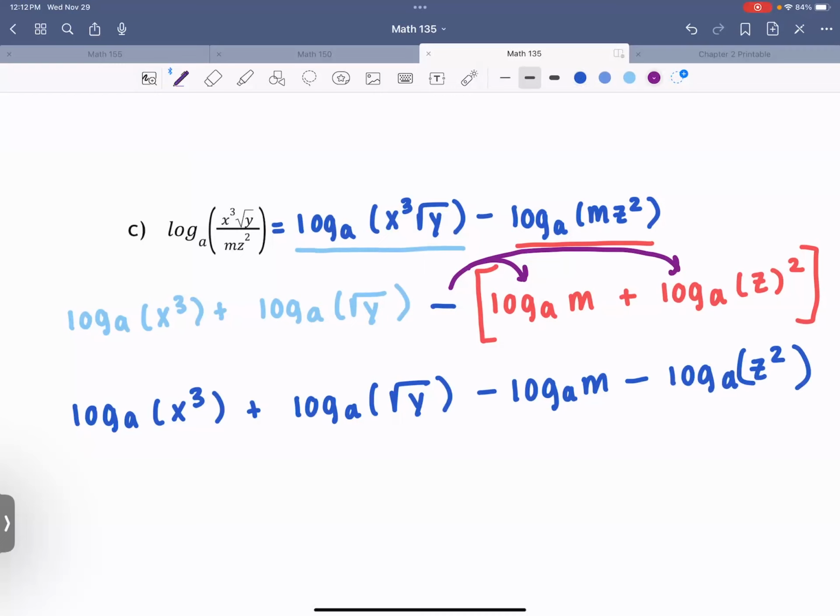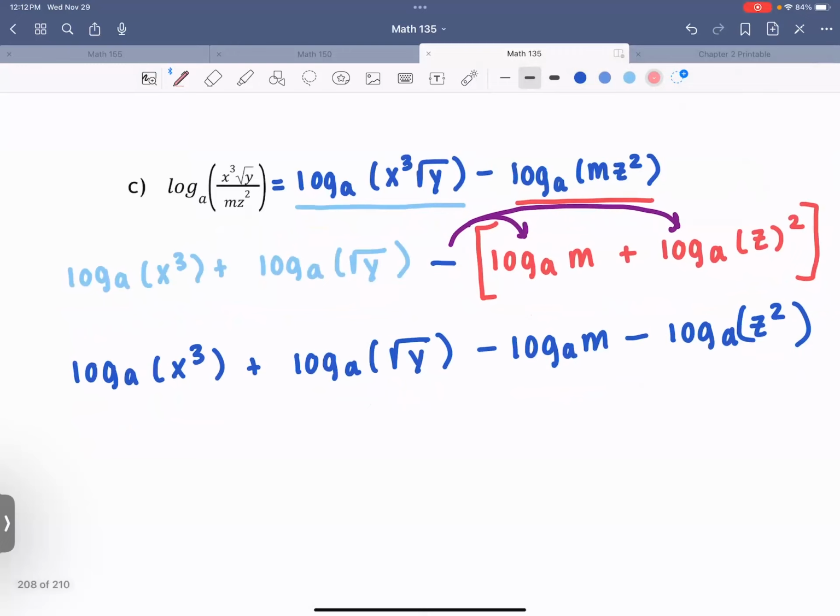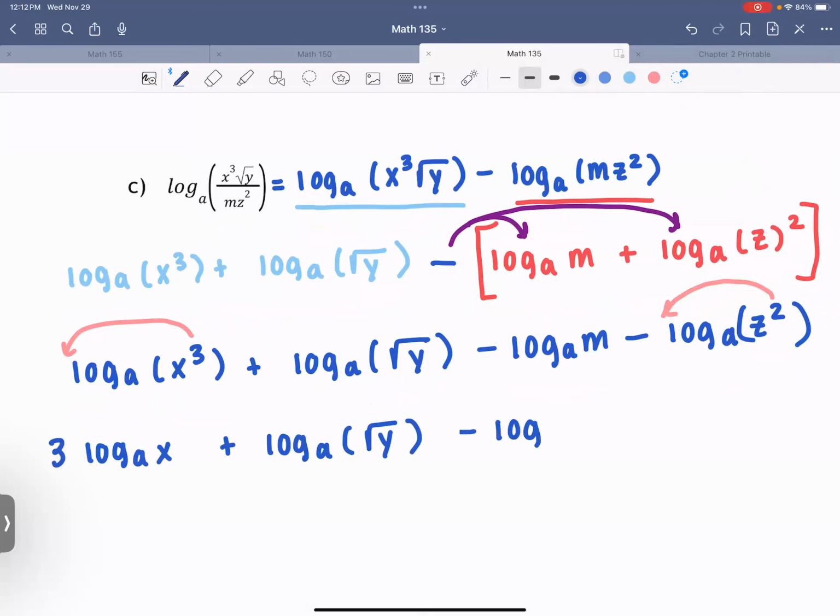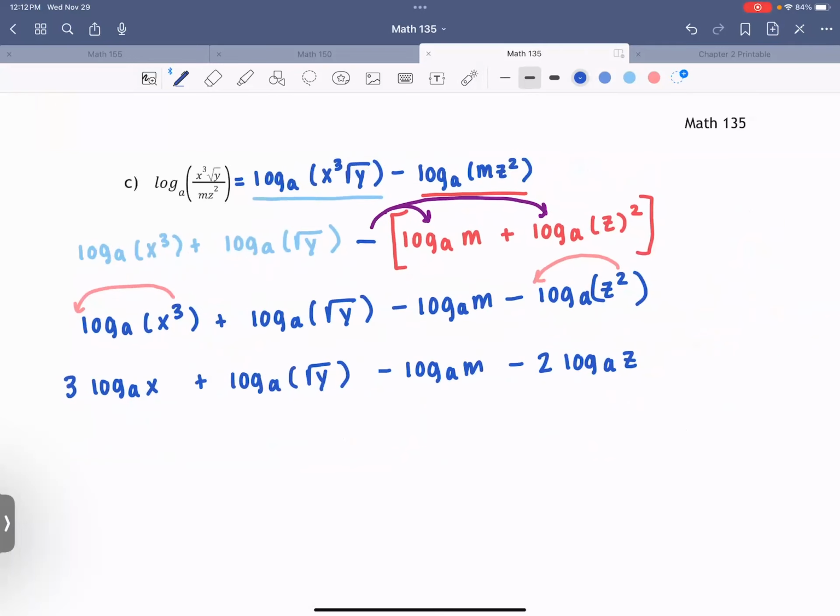The power property. Yeah, let's do the power property next. We'll talk about that second one, but the first and last ones, we can bring the powers up front, right? So this becomes 3 log base a of x plus log base a of square root of y, okay, minus log base a of m minus 2 log a of z. Okay, so everything looks all nice, right? All the other logs have just the variables in there. It looks like we're good.